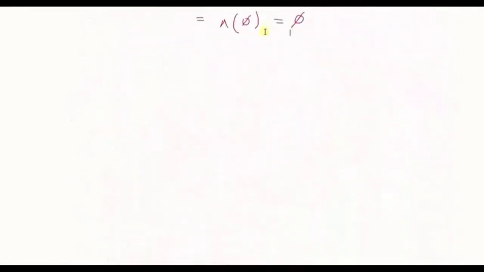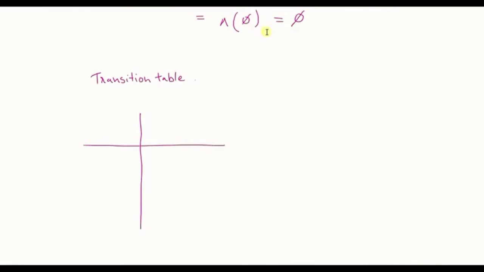Now whatever we have found out, I will just put it up in a transition table. Okay, so we will have states here and inputs here. Now inputs are only two, either 0 is the input or 1 is the input. Now what are the states? State A, B, C, and D, there are 4 states.